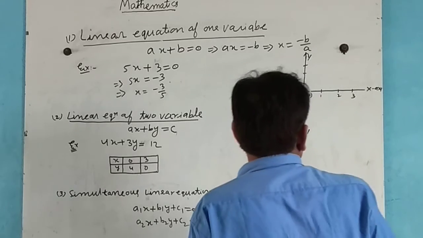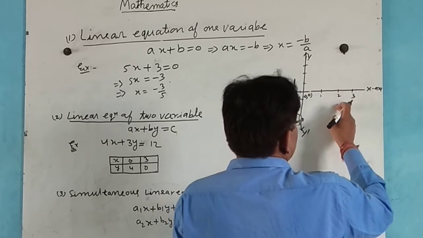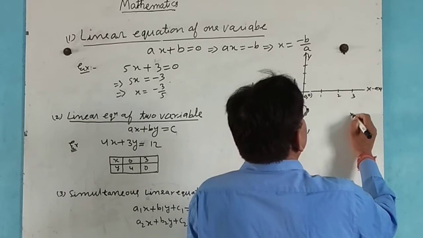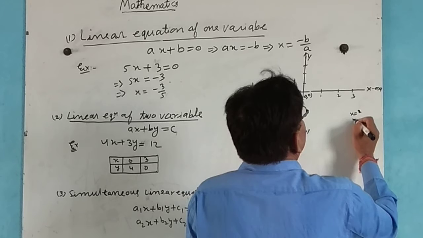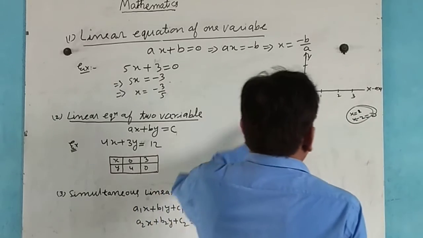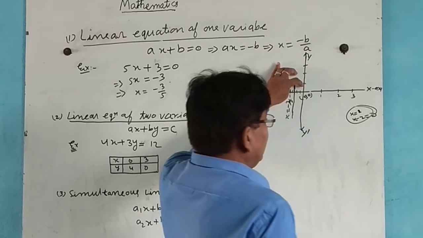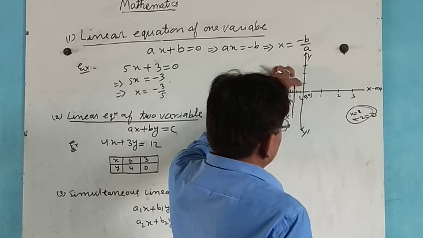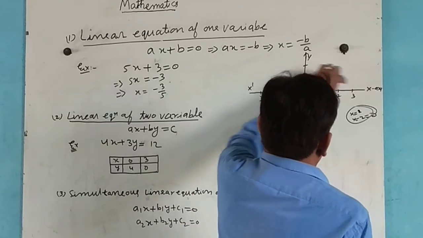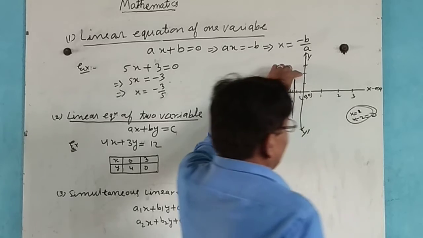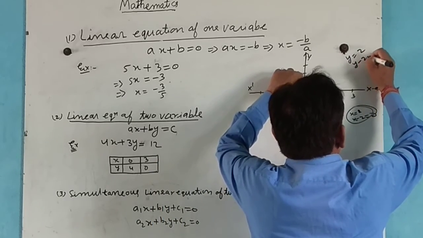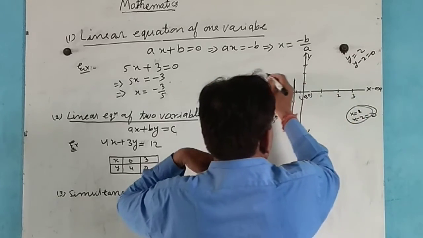Now, if you draw a line here, that is x equal to 2, and x minus 2 equal to 0 in this case. This is y equal to 1, parallel to the x-axis. This is y equal to 2. It means that y minus 2 equal to 0. Such type of lines.